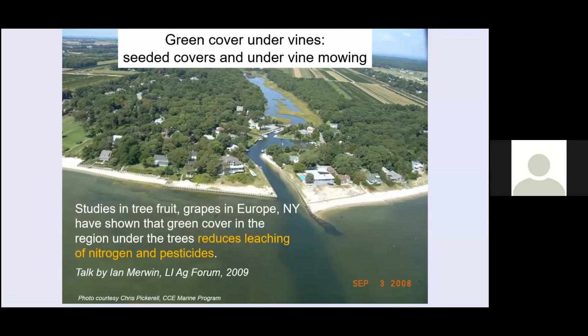What about green covers under vines? One of the reasons that we were really interested in this on Long Island is that there have been studies all over the world, in New York and in Europe, that show that green covers under vines reduce leaching of nitrates and pesticides. And so of course, that's a really important thing for us. And you can see in this photo, if you look in the upper right, you can see how close farms are to bodies of water on Long Island. You're looking right here at the Peconic Bay at the bottom, and then there's a little inlet. And if you look way, way in the back, that's Long Island Sound. So Long Island's fairly narrow.